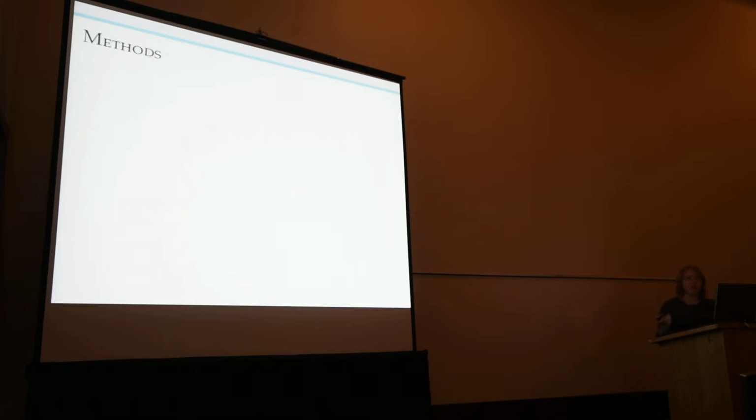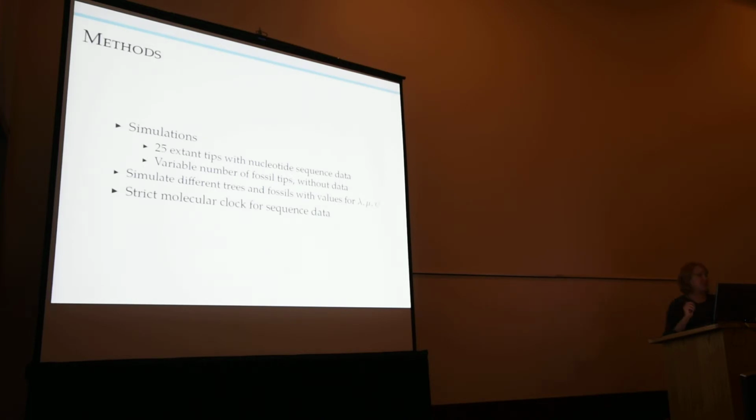So what we wanted to do is use some simulations and reanalyze an empirical data set to get a handle on this problem. We simulated 25 extant tips with nucleotide sequence data, so those are our present day samples, and a variable number of fossil tips, and they don't have data, they have their occurrence times. And we simulated trees and fossils for different values of speciation, extinction, and paleosampling. To keep it simple for today, we're not going to address the issue of extant subsampling. And again, to keep it simple, we also used a strict molecular clock for that sequence data.